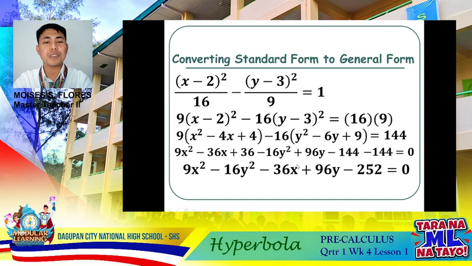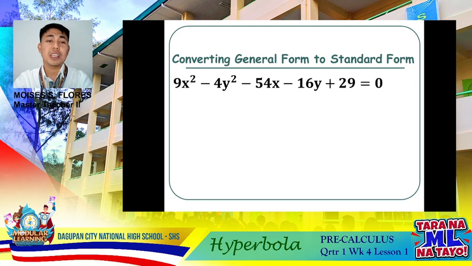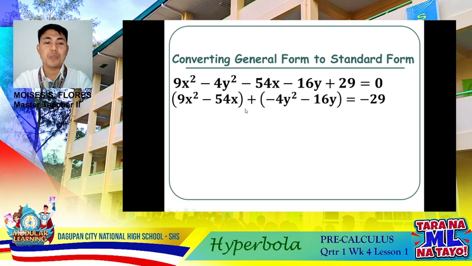We are now ready to convert, this time, from general form to standard form. From this example, 9x squared minus 4y squared minus 54x minus 16y plus 29 equals 0. All we need to do here is to group those terms with the same variables. So with respect to x, 9x squared and 54x also, group also negative 4y squared and negative 16y. And of course, our constant is to be written on the other side. There you have it. We have formed two groups. After grouping those terms with the same variable, we are now ready to extract the numerical coefficients of your second degree.